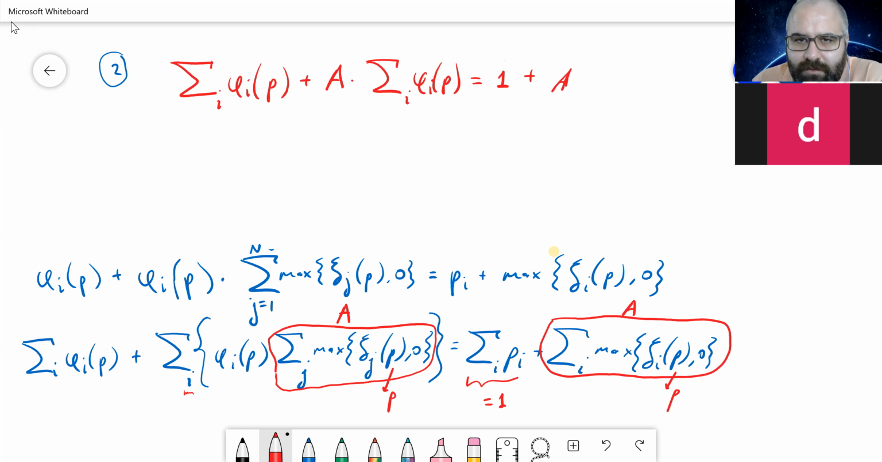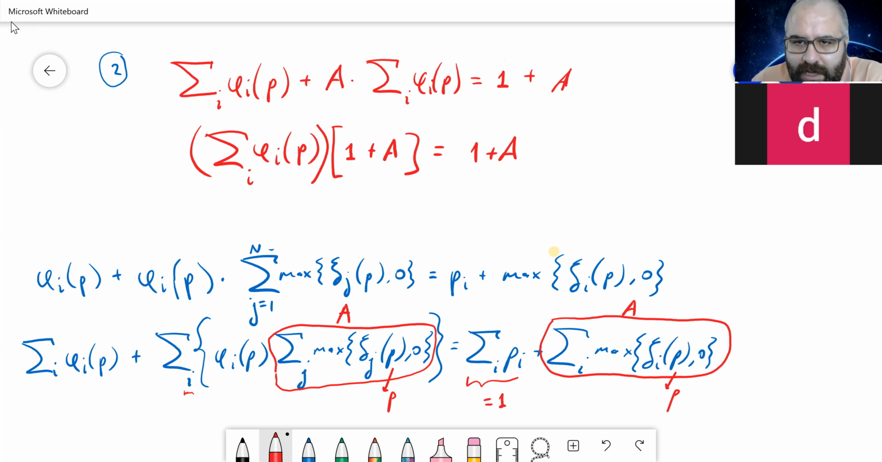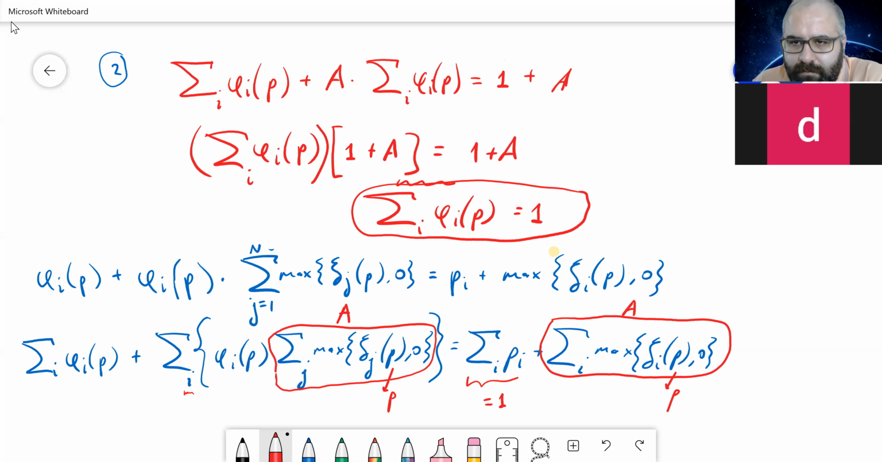Then what do you have? You have the summation of updated prices times 1 plus A equals 1 plus A. So you have the summation of the updated prices being equal to 1. And that's the second property. That's it.